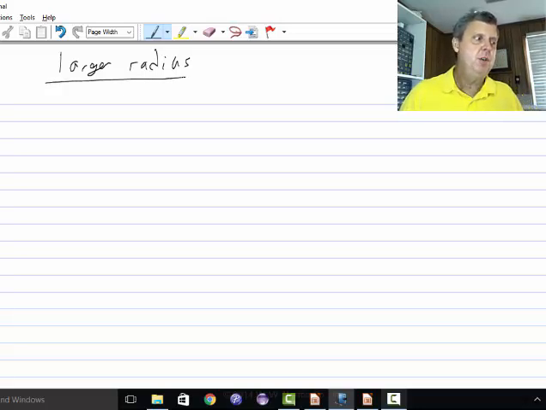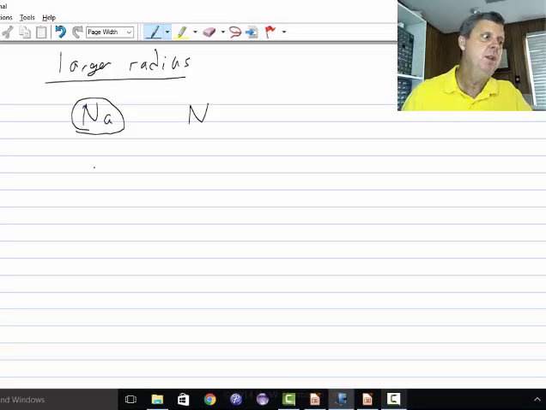Compare a few examples which has a larger radius, something like sodium versus nitrogen. Look at them on the periodic table. Well, sodium is one row down from nitrogen, but nitrogen is, like, 11 columns to the right. So sodium has the larger radius. This is down and to the left, so definitely that would have the larger radius.